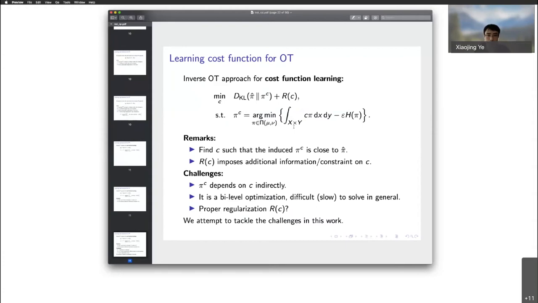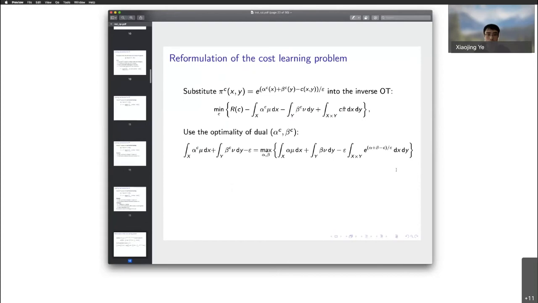And also, we have determined what this KL term and these constraints are, but as I just mentioned, the problem is underdetermined. How do we choose this regularization so that we can reach the cost function we wanted, rather than some random one from a large pool of choices? We're going to tackle this issue in our work. The idea to do this is pretty simple, actually.